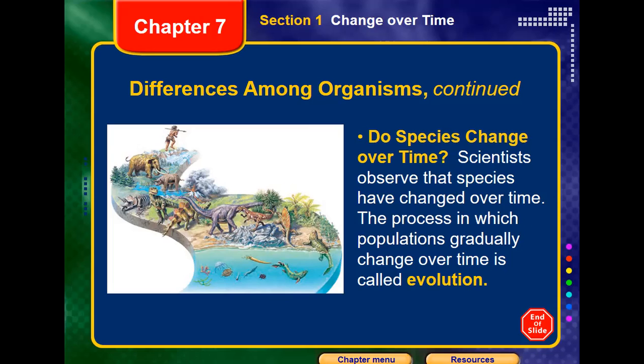So scientists observe that species change over time. The process in which a population gradually changes over time is called evolution. So evolution means a change over time, but change of what? The change of a population, not of a single living organism. No one ever thinks that a living organism, as environmental conditions change or as time passes, will change into another living organism.